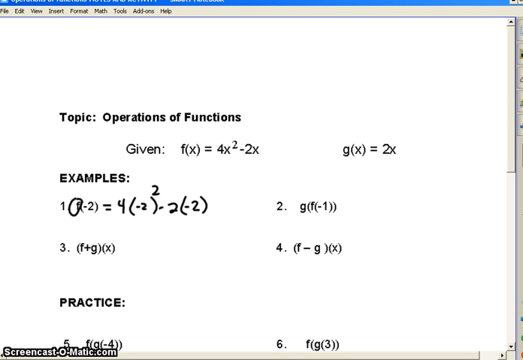According to PEMDAS, don't forget PEMDAS. Exponents always have to happen first. So negative 2 squared is 4, so we end up with 4 times 4 minus 2 times negative 2, which turns into plus 4. So 16 plus 4 is 20.